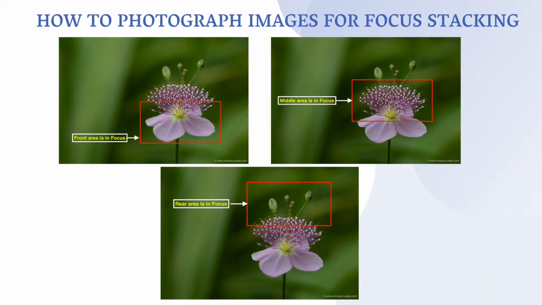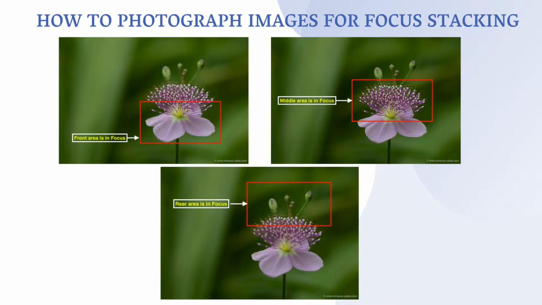So mount your camera on a steady tripod or a monopod, and you can use manual focus along with the live view and capture these three frames in which the front area is in focus, the middle area is in focus, and the rear area is in focus. And try to keep the exposure consistent across all three images.